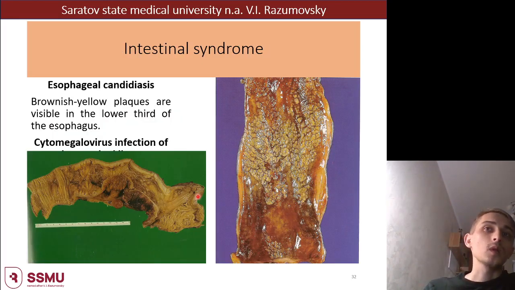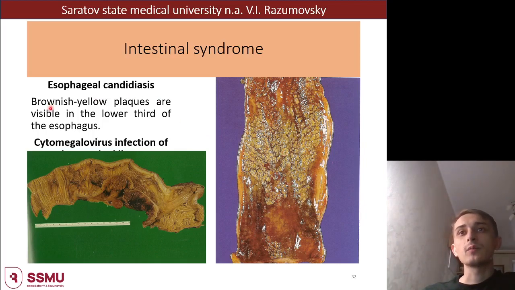Interstitial syndrome is the last one, and it's associated with some manifestations in the gastrointestinal tract. First of all, we can see candidosis of the esophagus, or oral cavity, or other localization. Candidosis is a typical manifestation of AIDS syndrome. It's characterized by brownish yellow plaques on the mucous membranes of the esophagus. And cytomegalovirus infection of the intestine.